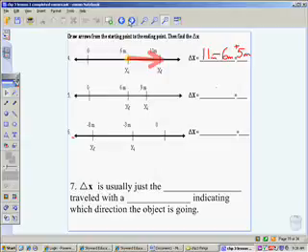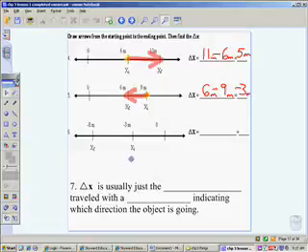In problem number 5, it starts off at the 9 meter mark and the object ends at the 6 meter mark. And so to find the delta x here, it's going to be 6 minus 9 meters. We get a negative value for delta x. The displacement is a negative 3 meters.